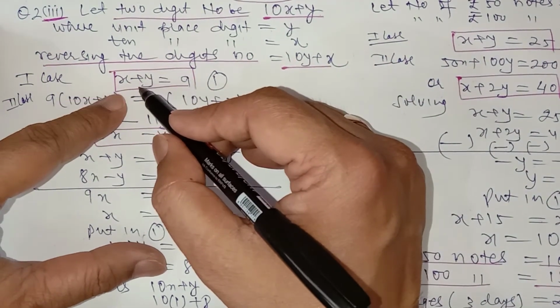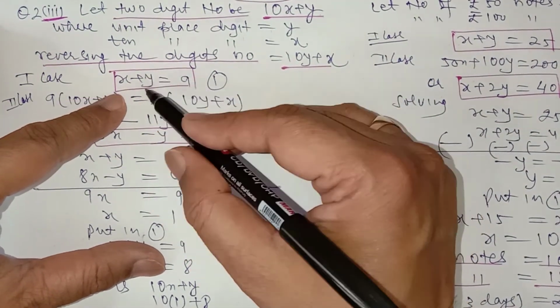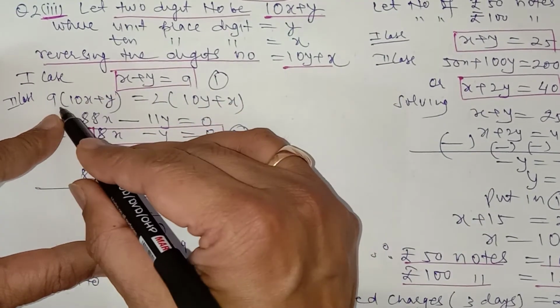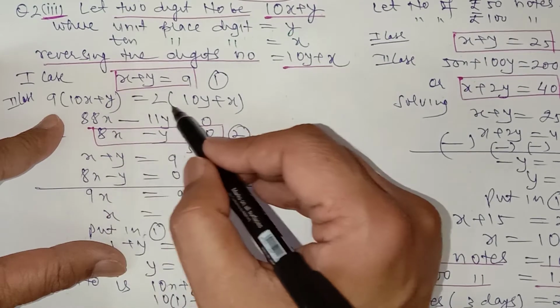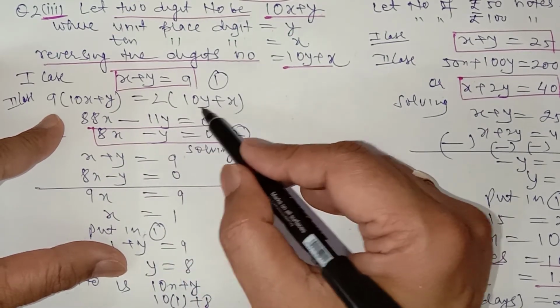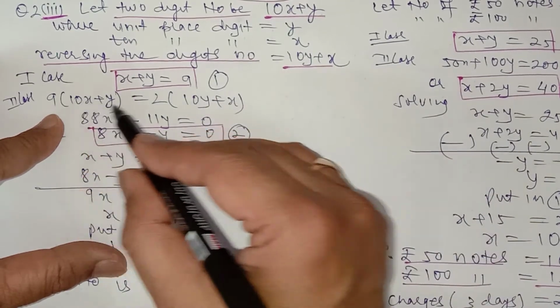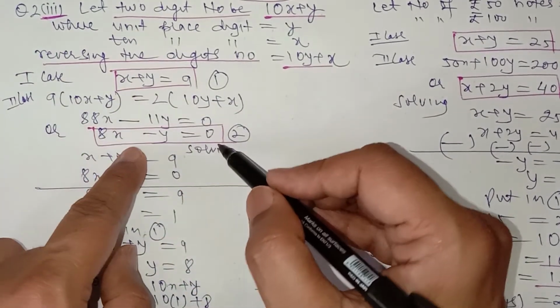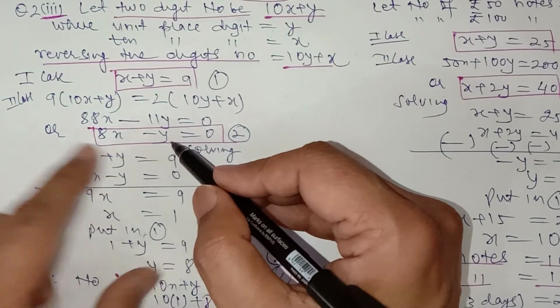In the first case, it is given that the sum of the digits is 9, that is x plus y is equal to 9. And it is given that 9 times the number, that is 10x plus y, the original number, is equal to 2 times the number obtained by reversing the order of the digits, that is 10y plus x. So open the bracket, arrange it, and I am getting equation 2 as this. Now this is the first equation, this is the second equation.